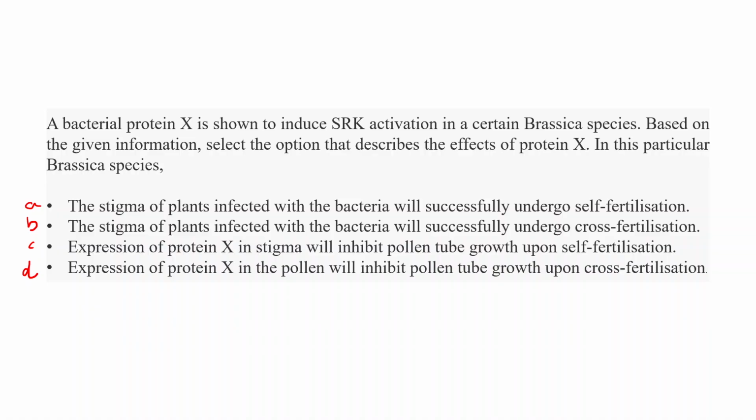Okay, let us discuss the question then. So, the question says a bacterial protein X is shown to induce SRK activation in a certain Brassica species. Based on the given information, select the option that describes the effect of protein X. So, basically, SRK is a receptor kinase on the female surface that is activated by a pollen borne ligand, which is SCR or SP11, which is present at the pollen surface. Activation of SRK triggers the self-incompatibility signaling cascade in the stigma and it inhibits pollen tube growth.